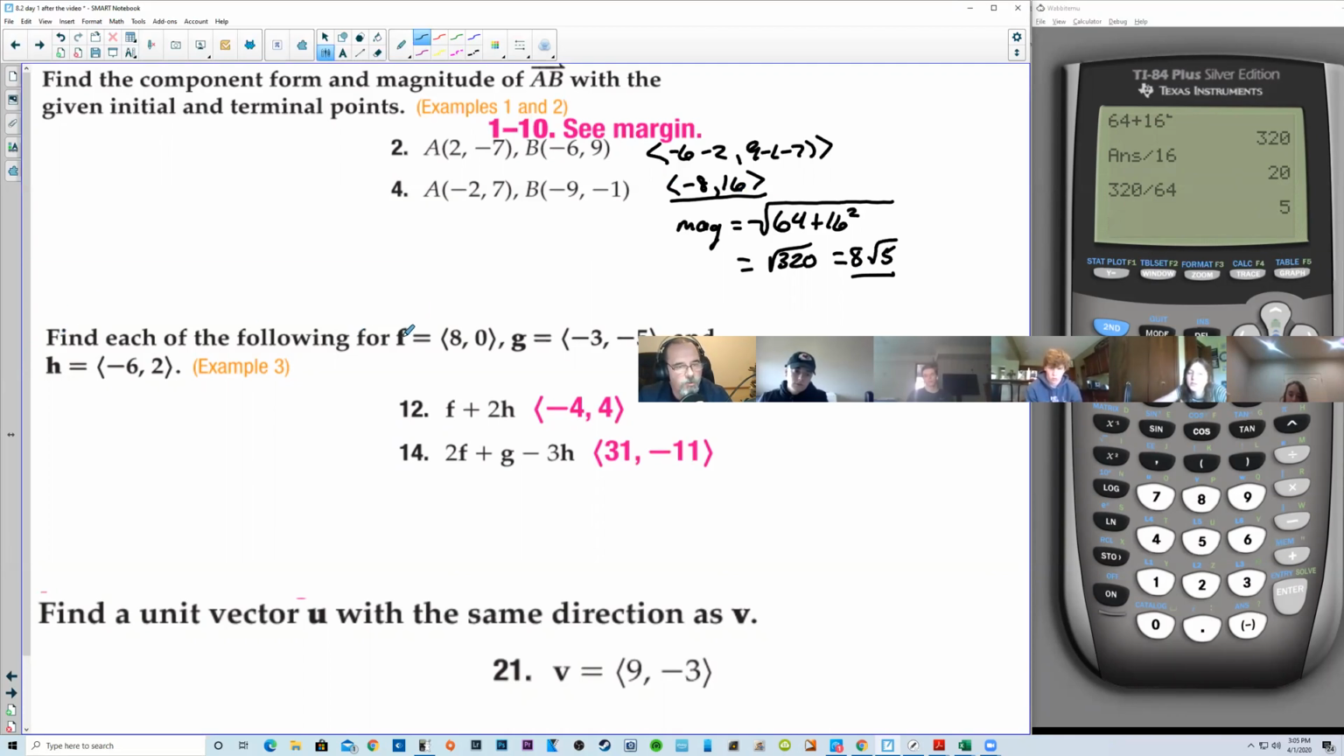Find each of the following for F, G, and H. So we didn't really cover this. I think this is pretty straightforward, so we'll just do an example here. So we need F, which is 8, 0, plus 2 times H, which is -6, 2. And hopefully it's exactly what you would think it would be. It's really order of operations, so it's like the distributive property kind of. -12, 4. So we multiply by 2, and then you add the x's and add the y's. So the answer, as we can see here, I even left the answers on a few of these, is -4, 4. Pretty straightforward.